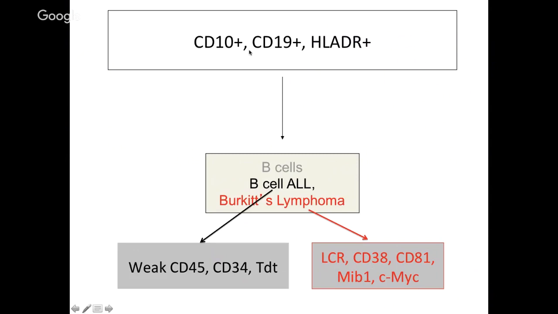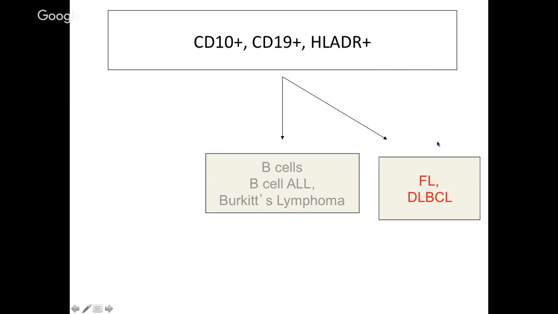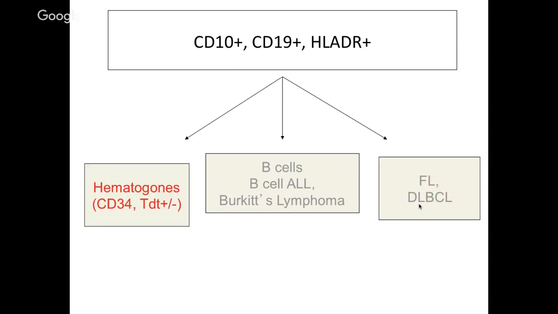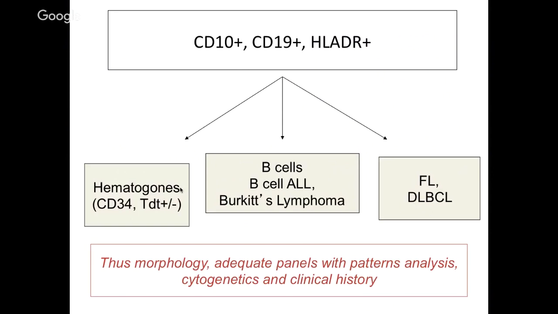They all will have these B markers. Even follicular lymphoma and diffuse large B-cell lymphoma are B-cell lymphomas, which are slightly low grade. Follicular lymphomas, grade 1 and 2, are low grade. DLBCL could be low grade and high grade equally. They also express these markers. And also, as I mentioned, hematogones. So based on 3-4 markers, we cannot come to a diagnosis. Using fewer markers can be very dangerous, so one has to be careful when doing any testing.